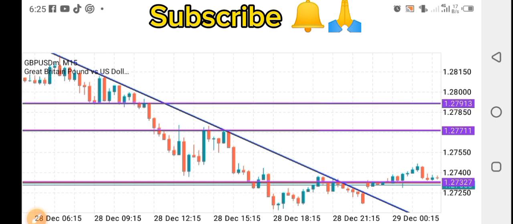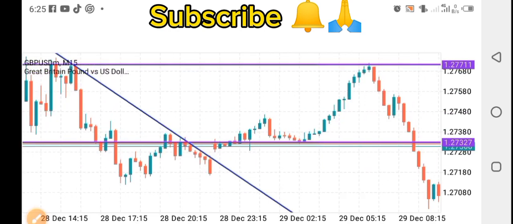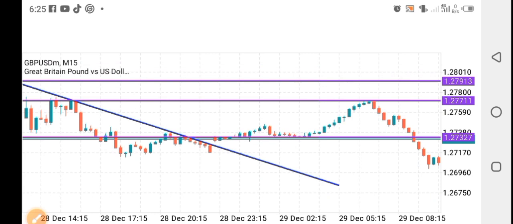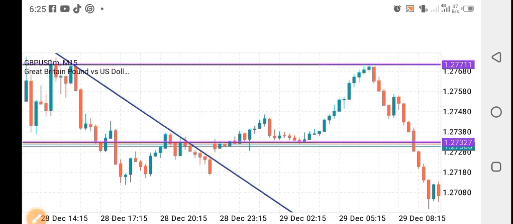Okay, so let's see what played out. As you can see, TP1 was smashed, but TP2 was not smashed. Okay, so remember what I taught you on the uncertainty principle. So nothing is 100% in forex.